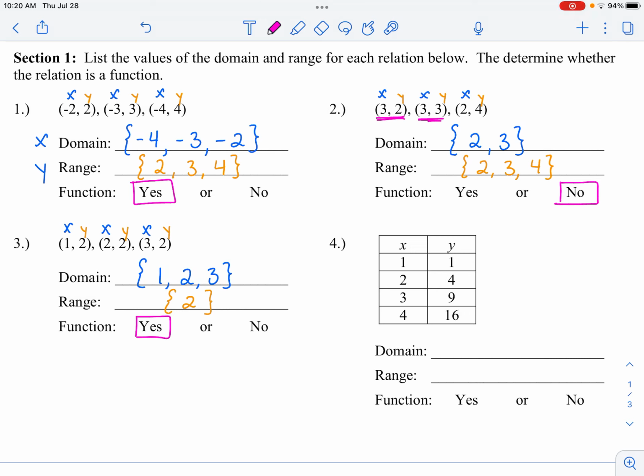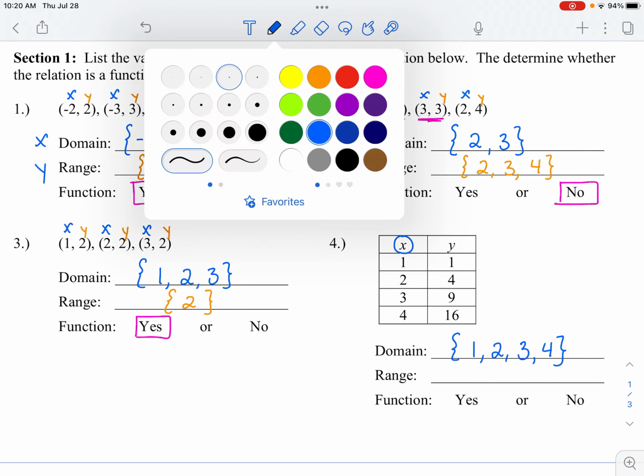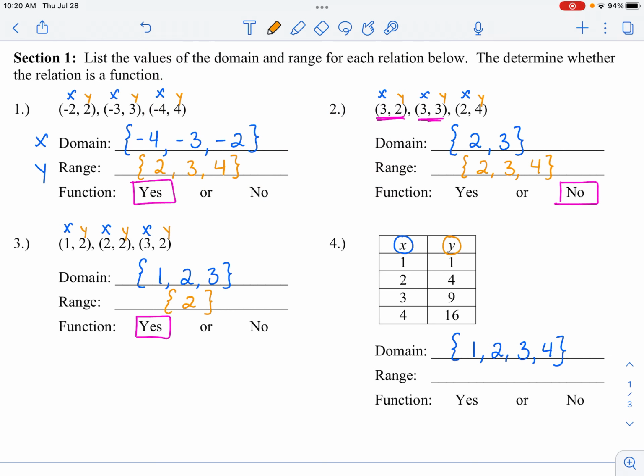All right, so problem number 4. The x's and y's are already separated for us into a table, so now I just need to list my domain values. The domain values are the x's, and they are 1, 2, 3, 4 in order from smallest to biggest. My range values are the y values over here, and they are 1, 4, 9, and 16. You may have noticed that they happen to be the perfect squares. Not significant. Here we're just identifying domain and range. We don't have to identify a rule to get from x to y.